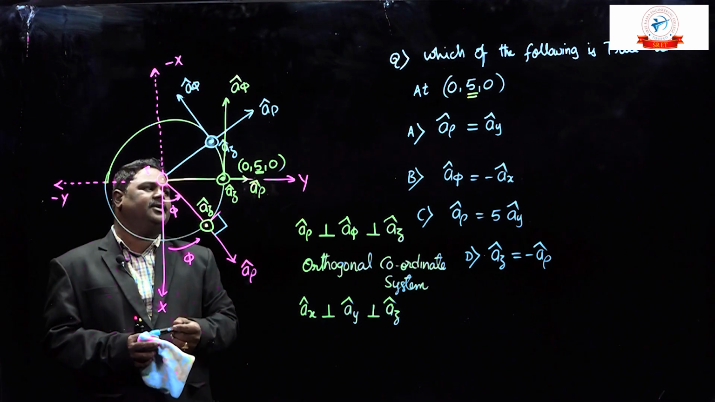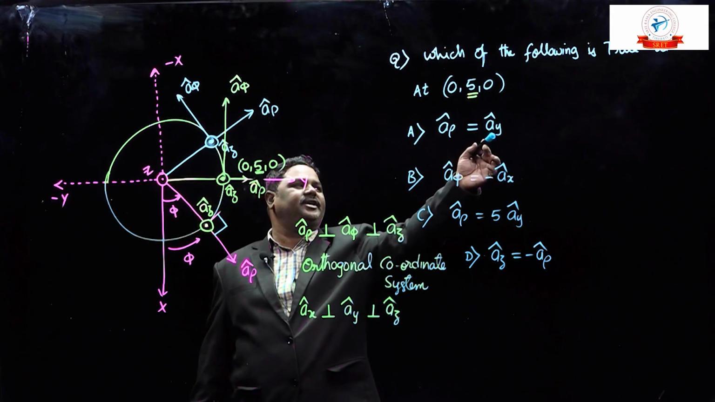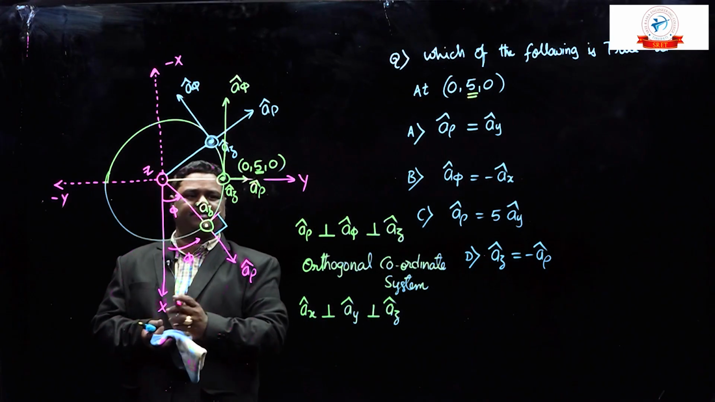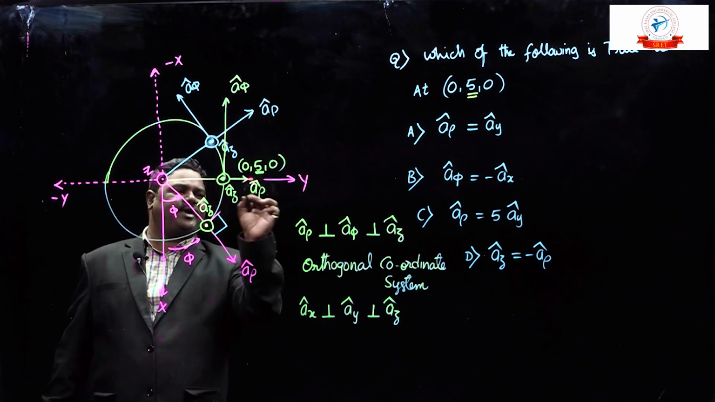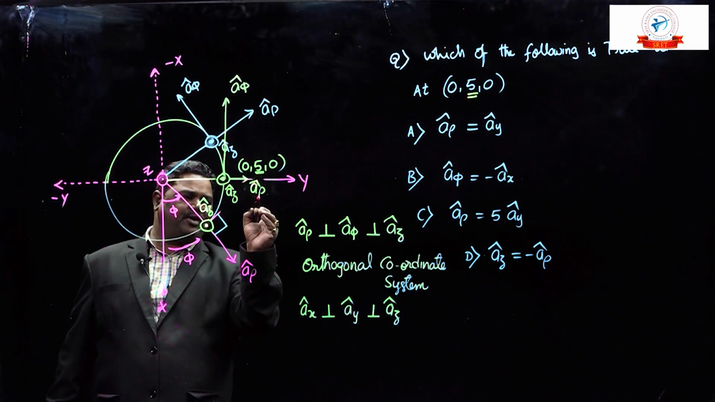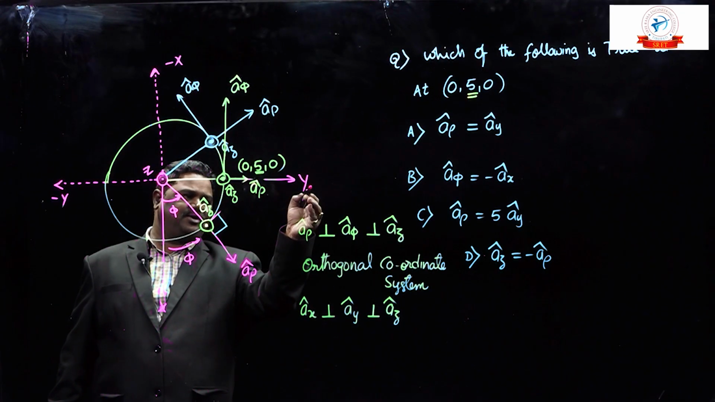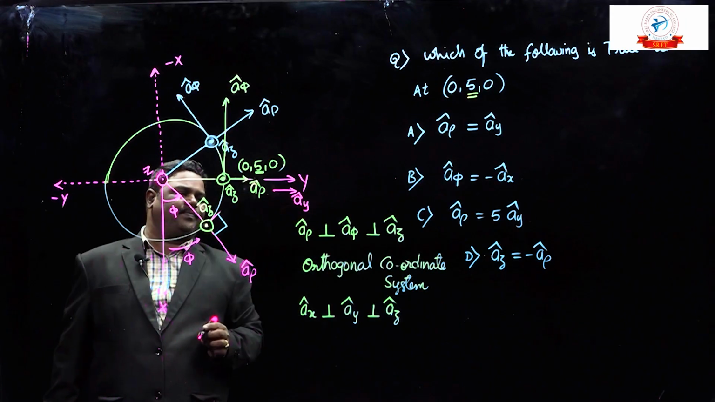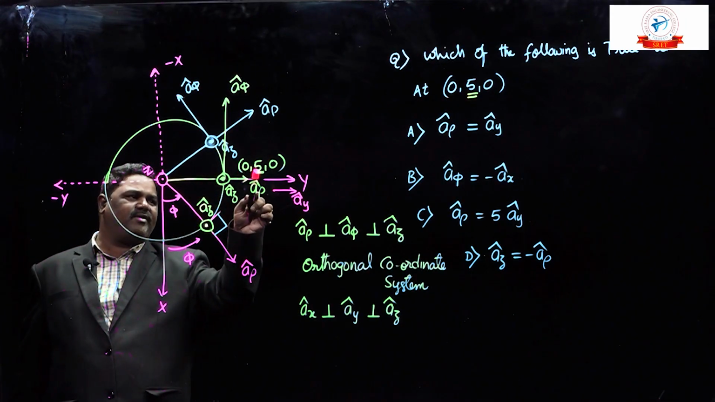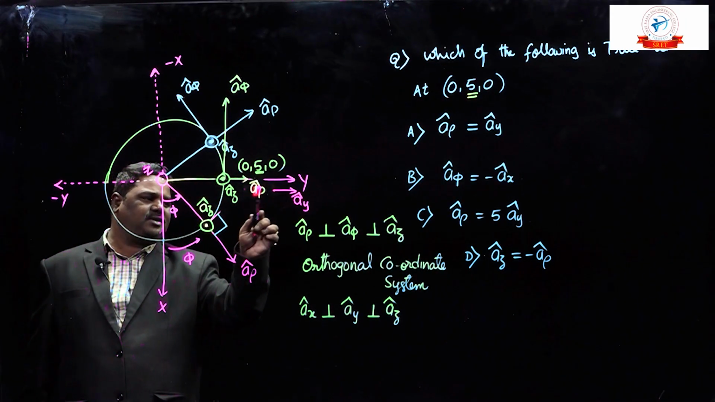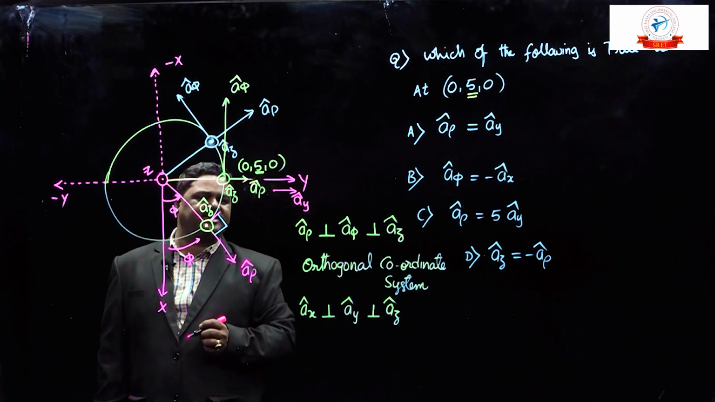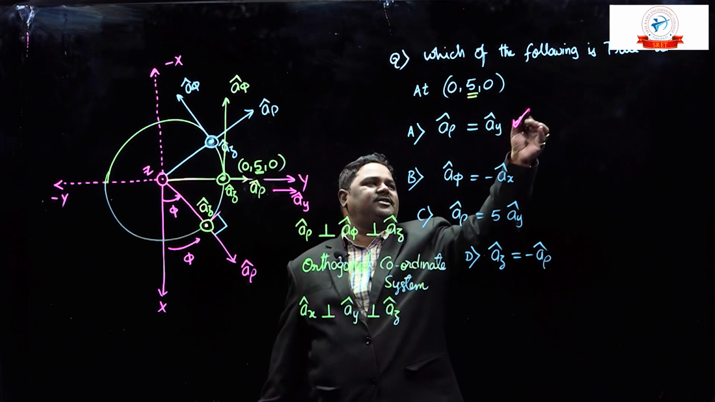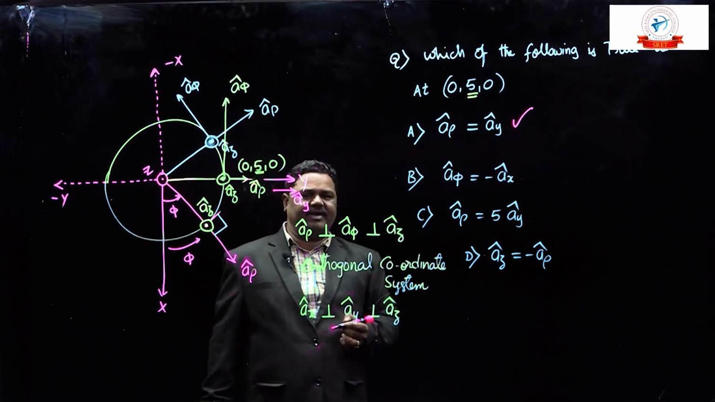Now just observe the diagram. First option, aρ cap is equal to ay cap. Is this correct or not? Here aρ cap is in the direction of the y-axis. The y-axis direction is nothing but ay cap. So at this point (0, 5, 0), the aρ cap direction and ay cap direction are both the same. So this is the right answer: aρ cap is equal to ay cap.